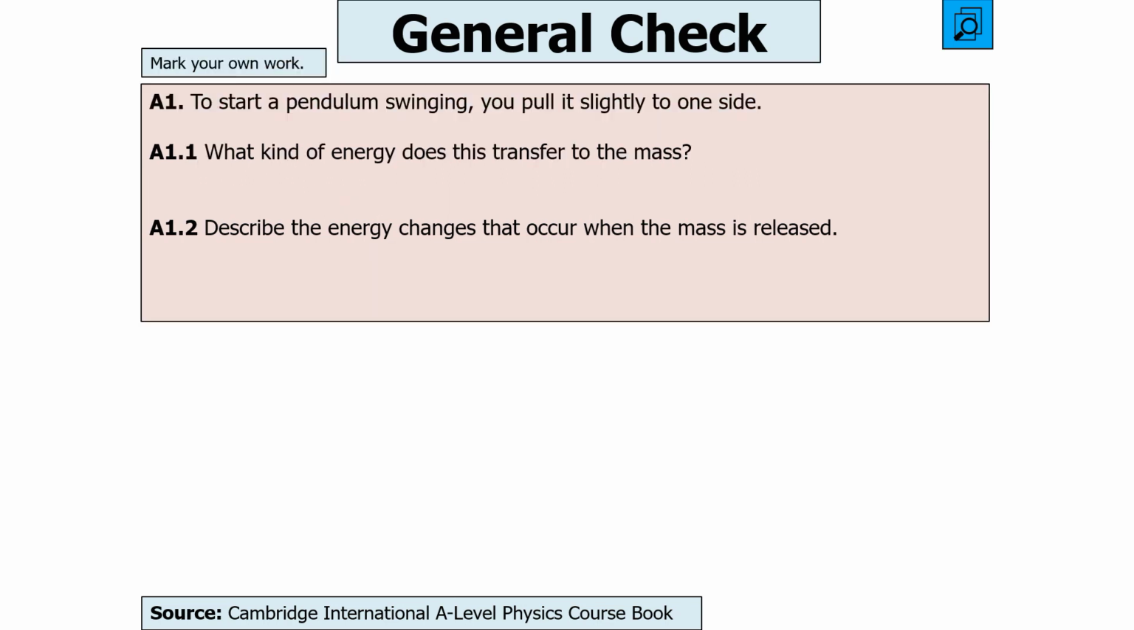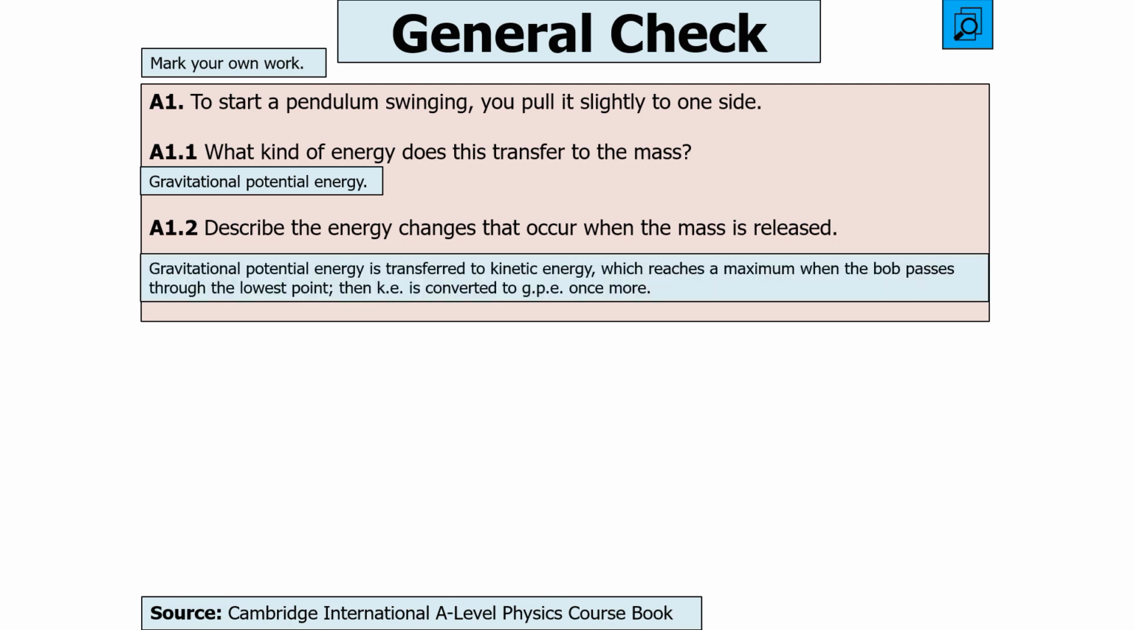Right, in this first one, we know it's been pulled to the side, so it's been pulled away from equilibrium, so it's gained gravitational potential energy. Now, when the mass is released, we know for a simple harmonic oscillator, the gravitational potential is then transferred to the kinetic energy. That then reaches a maximum when the ball passes through the equilibrium, the lowest point, because that is maximum velocity. Then this kinetic energy is once again converted back to gravitational potential in a cycle.